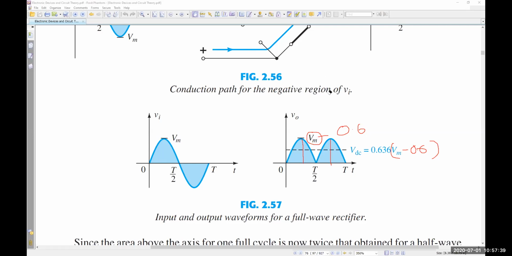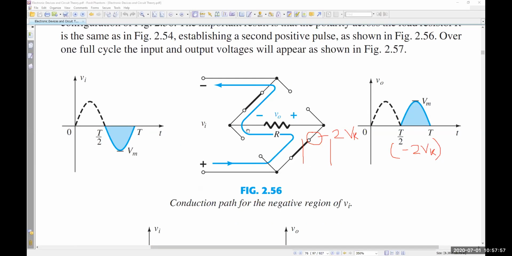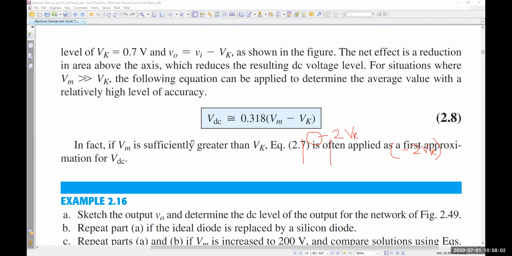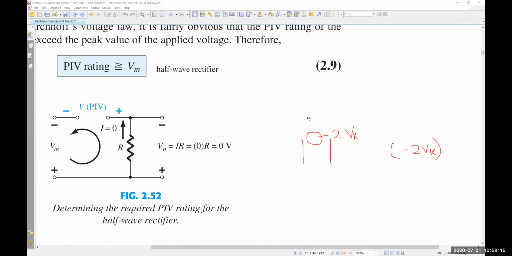So that's why the generalized formula will be 2 Vk. Before the formula was 1 Vk, right? Remember, the formula was 1 Vk. Here, can you see 1 Vk? When it was 0.318, it was Vm minus Vk. Now when the formula is 0.636, it is Vm minus 2 Vk. Understood? Okay, good.